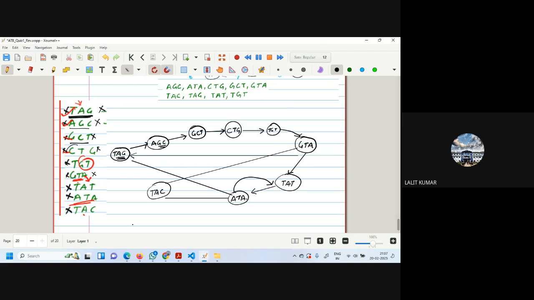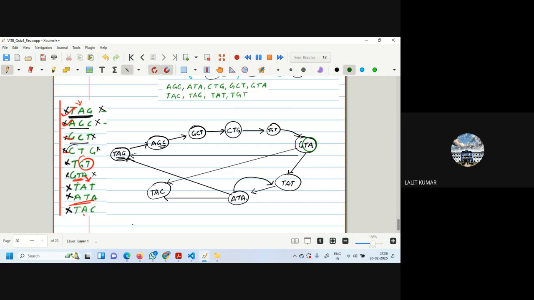Is that okay? This one? Yeah. And how are we going from GTA to TAG? See, I have to go to a k-mer whose first two alphabets match this TA value. So it will match with TAT, it will match with TAC, it will match with TAG.